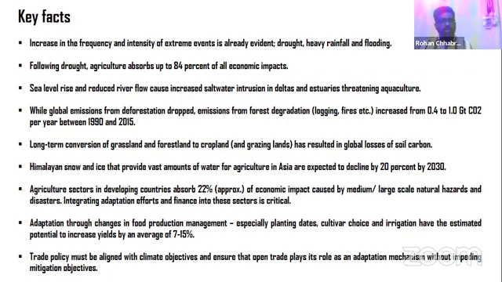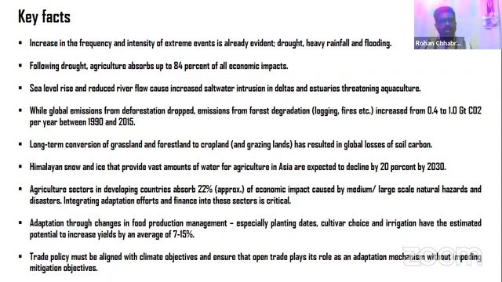Now, Himalayan snow and ice that provides vast amounts of water for agriculture in Asia are expected to decline by 20% by 2030, and some experts are also saying that they might disappear by 2050 or 2060, which is a very alarming situation for humanity.